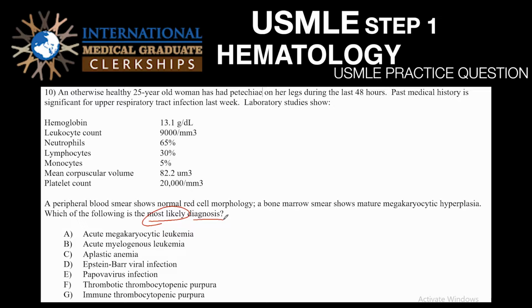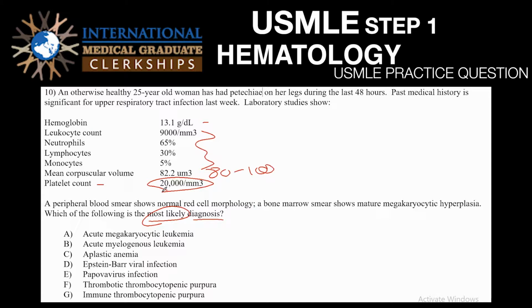Next, you're going to go to the diagnostic studies, and we have some laboratory values here. So we look at the hemoglobin, we know it's within normal range. The leukocyte count and its differentials are also within normal range. The mean corpuscular volume, normal, is between 80 to 100, so 82.2 is within normal range. But the platelet count, however, is 20,000. So this patient has thrombocytopenia, decreased platelet counts.